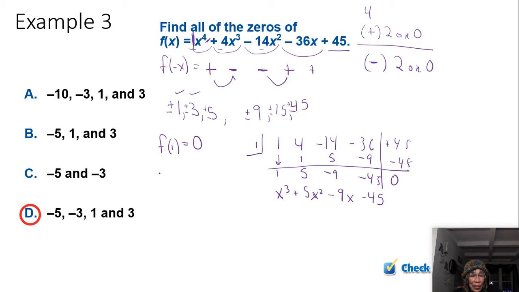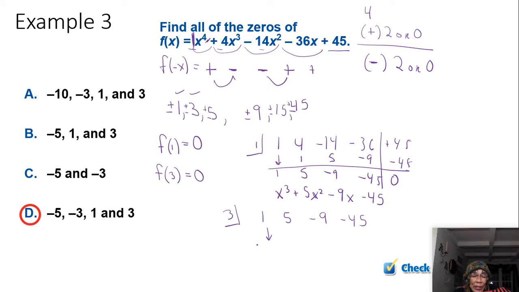I'm going to try positive 3. And I'm going to plug it into my graphing calculator. And by some miracle, 3 is also a 0. Yay! So now I will use synthetic division with the 3. I'll put the 3 in a little box, and I'll see what I got left. I got a 1, I got a 5, I got a negative 9, and I got a negative 45.